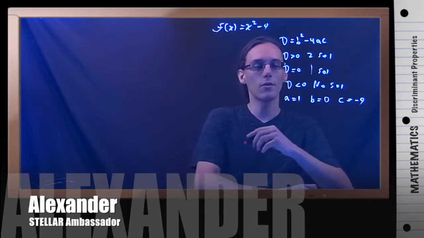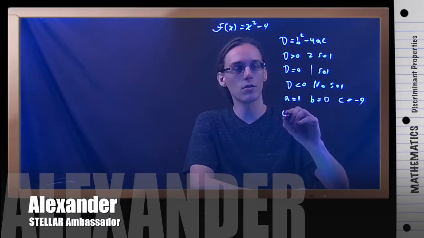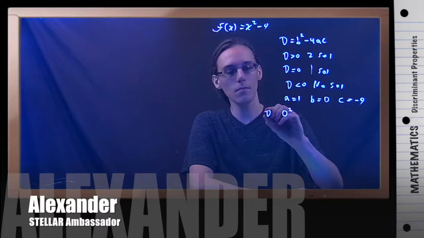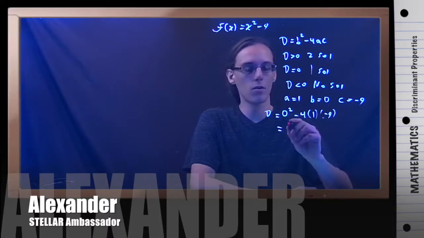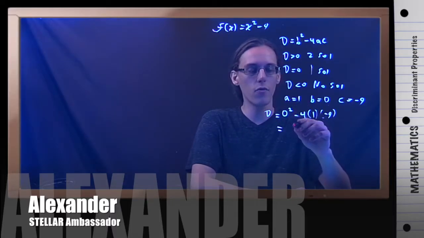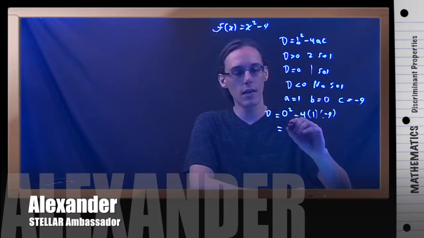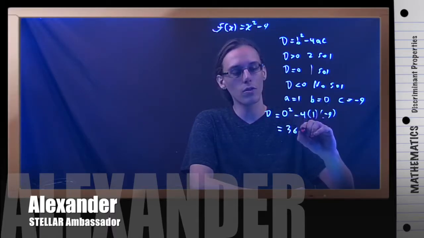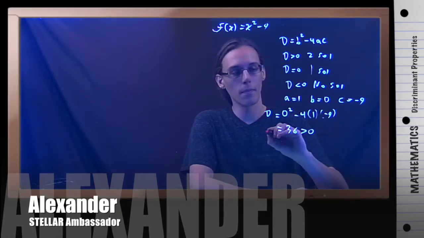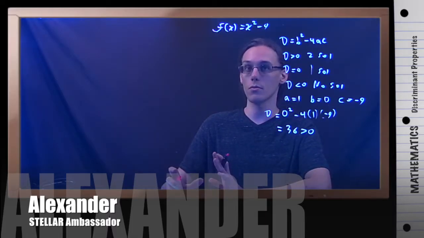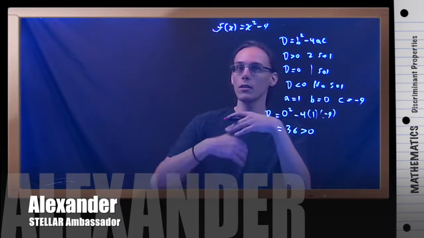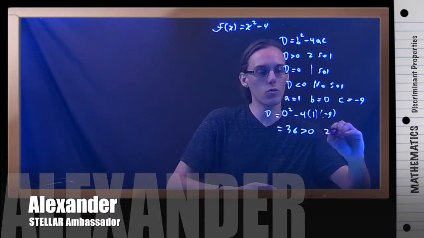Okay? Now, using the discriminant and plugging that in, we're going to have 0 squared minus 4 times 1 times negative 9. So the 0 drops out, and then negative 4 times negative 9 is going to give us a positive 36, which is indeed greater than 0. And so we're going to have two solutions for this function, two places where it equals 0. So we've done what the question asked. We've determined that there's two solutions.